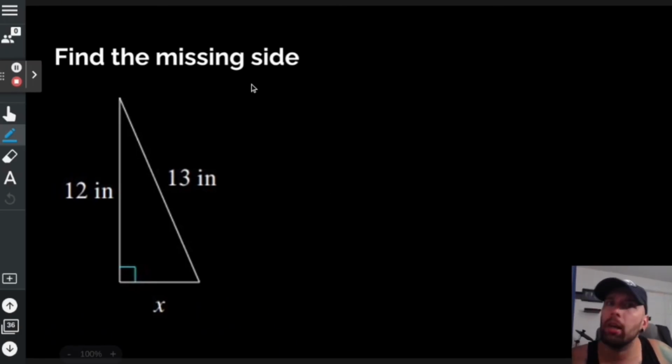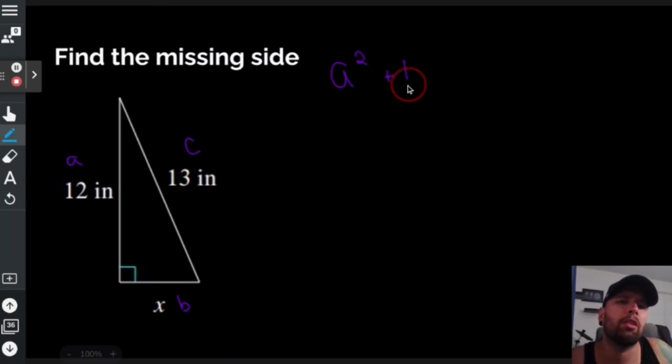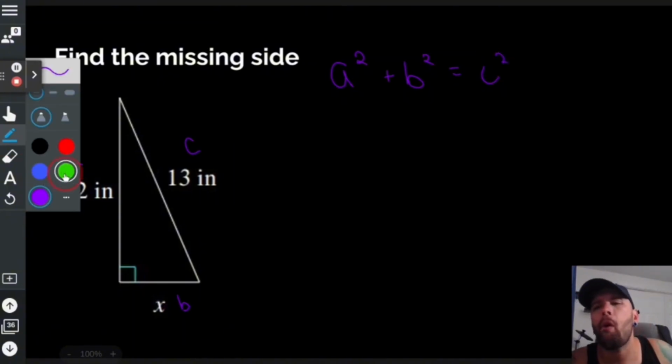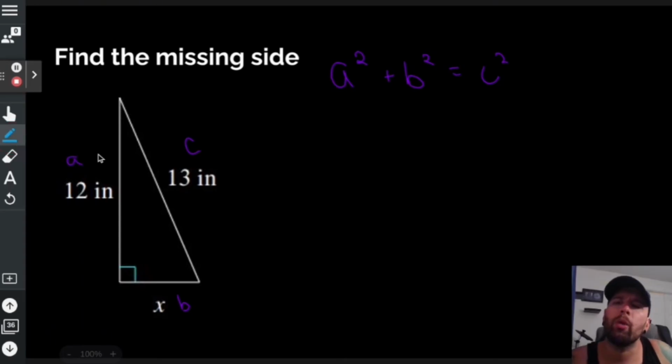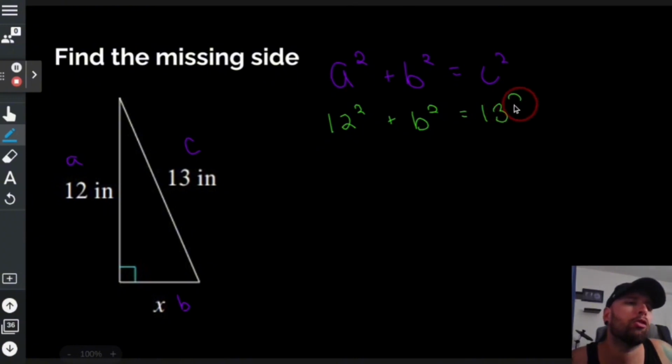Find the missing side. Again? Well, same exact rules, kinda. I have myself a right triangle, so I'm going to call the longest side C. It doesn't matter which one's A or B as long as the longest side is C, so I'll call you A and I'll call you B. Let's write out the Pythagorean theorem: A squared plus B squared equals C squared. I called A 12, so 12 squared plus B squared is going to equal C, which is 13 squared.